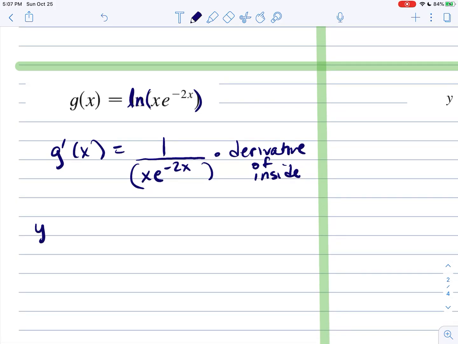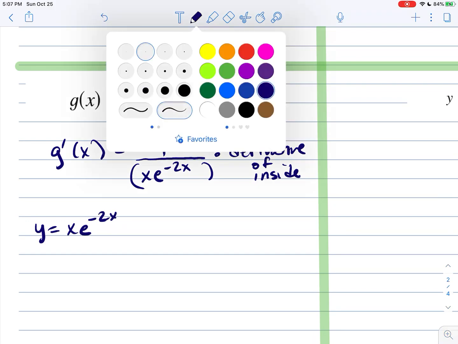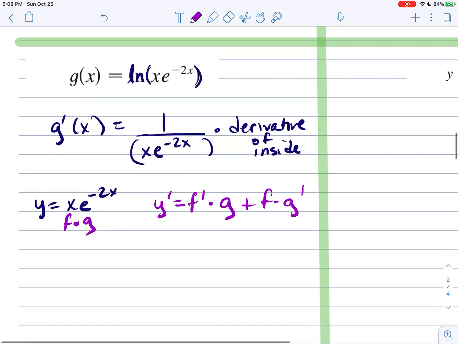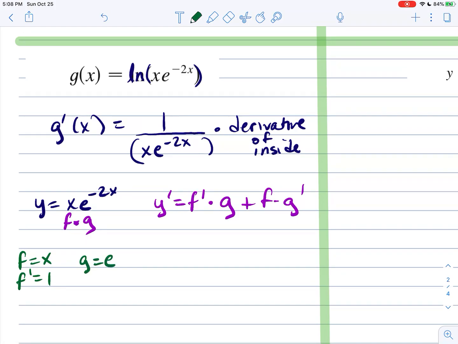And the derivative of the inside is going to involve the chain rule, right? So if I have here y equal to x e to the minus 2x, I see that this is an f times a g, and so I know that my y prime is going to be the derivative of the first times the second plus the first times the derivative of the second. And I can make a little table here. If f here is equal to x, then f prime is equal to 1.